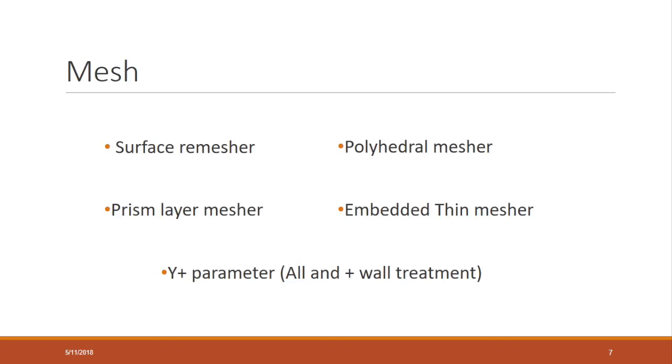The third one was the prism layer mesher. This model considers the profiles formed at the liquid-solid interfaces by creating prismatic cell layers next to the solid boundaries. Finally, we used the embedded thin mesher because it generates a prismatic mesh in the thin geometries. Also, we evaluated the Y plus parameter with the all Y plus wall treatment. This parameter indicates that a mesh is good for the simulation when it has a value between 0 and 30.